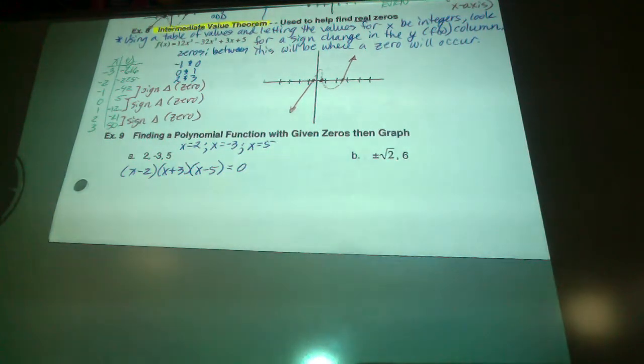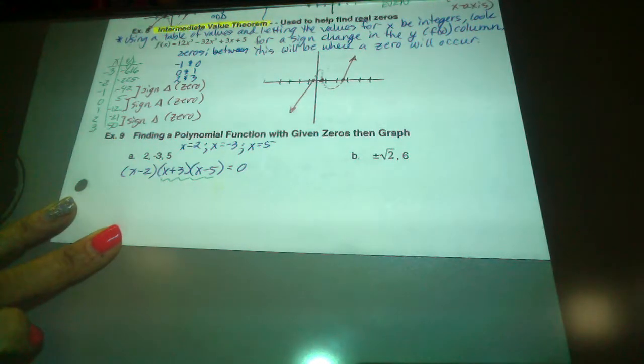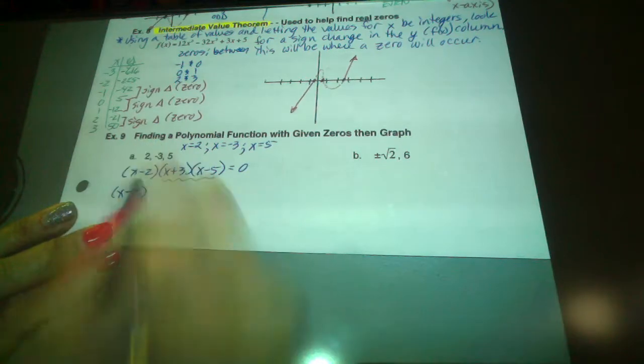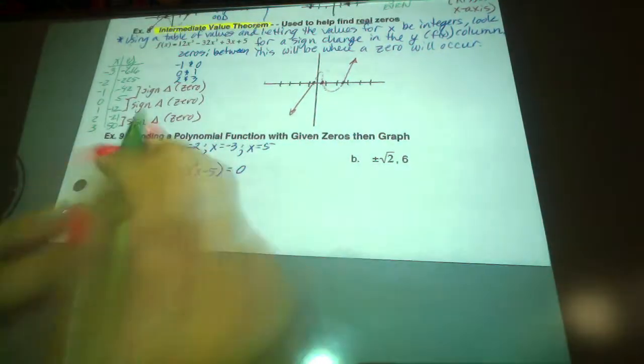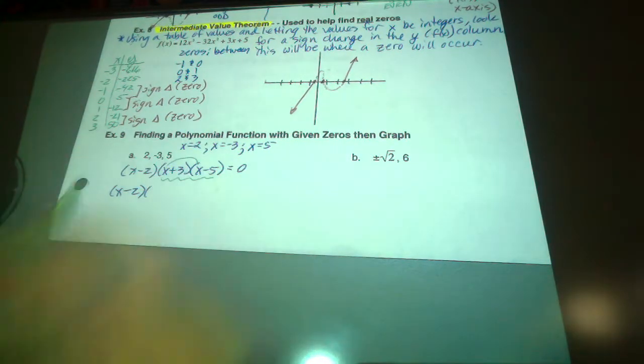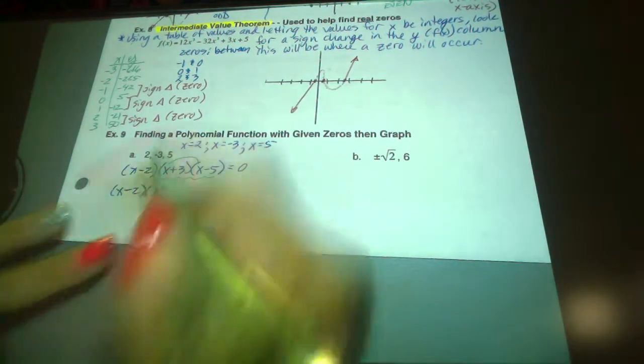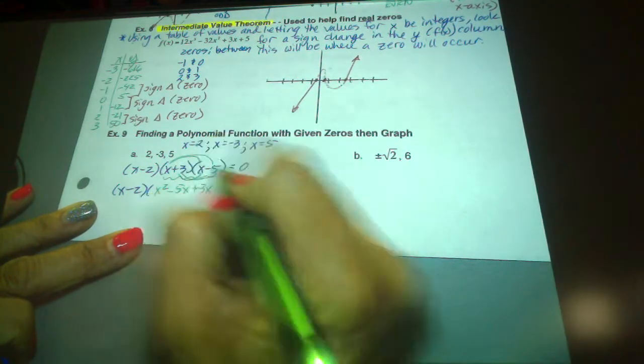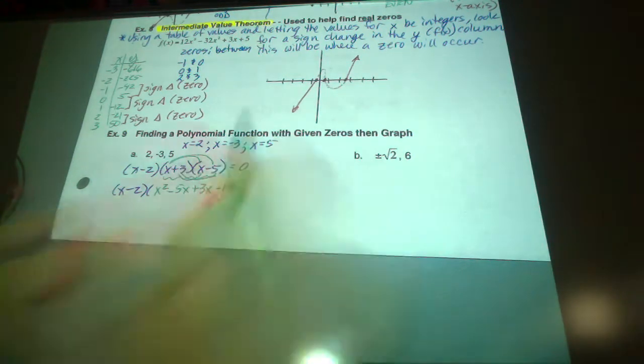I don't care which. Then you're going to have to multiply two of them together first. You can't multiply all three together. So I'm going to multiply those two together. Doesn't matter which two, just choose two. And so the x minus 2 doesn't change, but I am going to FOIL. So x times x is x squared. And then x times negative 5 is negative 5x. 3 times x is 3x. And 3 times negative 15... 3 times negative 5 is negative 15.